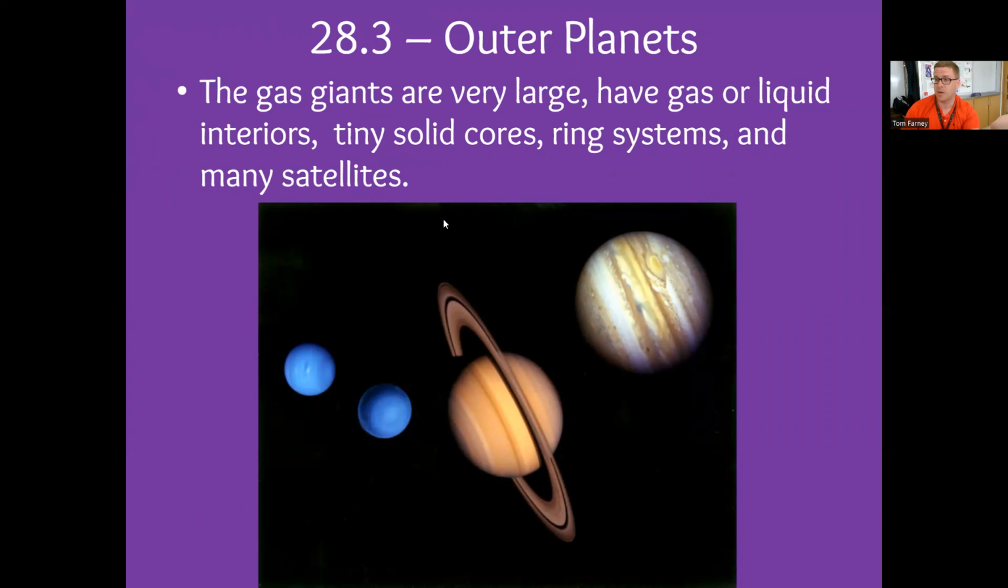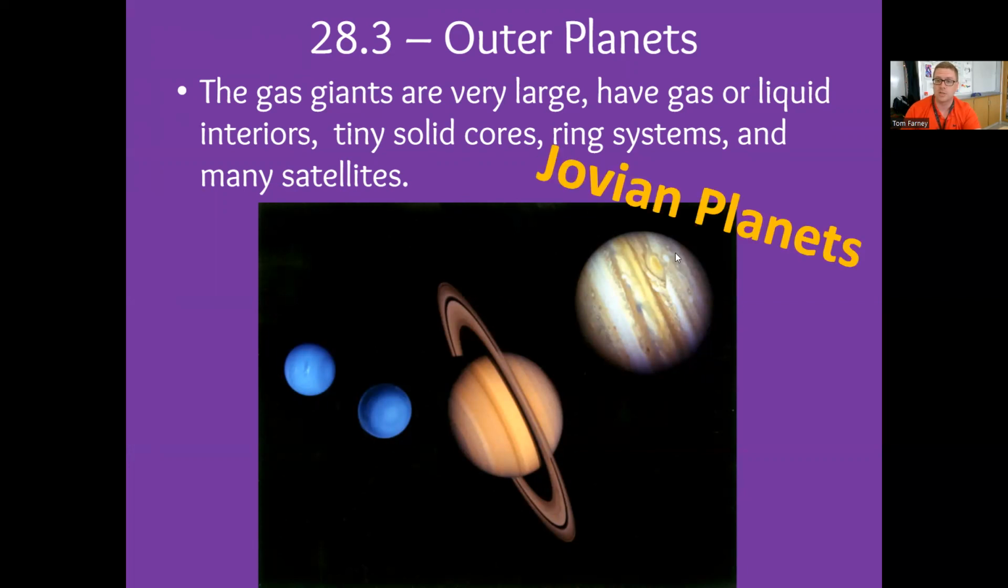Outer planets. So that's all we need to know about the inner planets: Mercury, Venus, Earth, Mars, some basic facts about them. Outer planets, these are our gas giants. They're really, really large. They have gas or liquid interiors. They have tiny solid cores. Some of them have ring systems, many satellites. Now, it doesn't mean that we've sent satellites there. It means they have many natural satellites like moons.